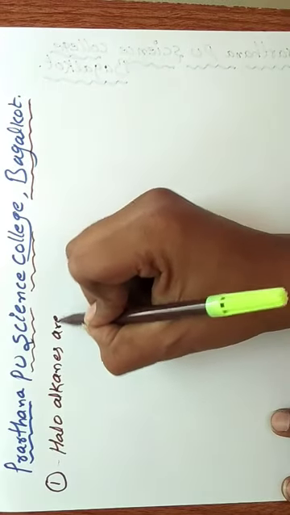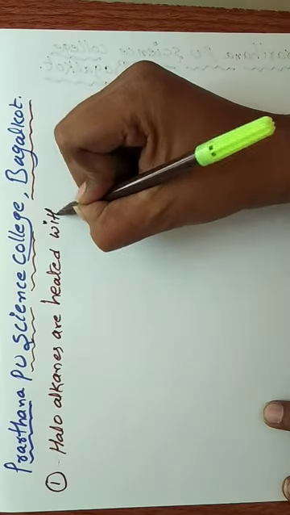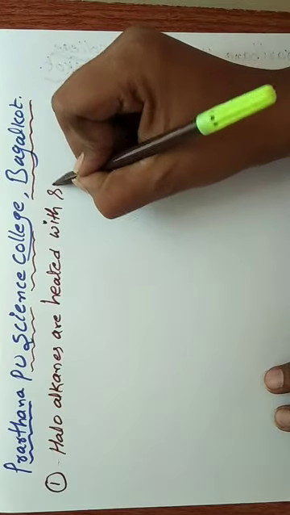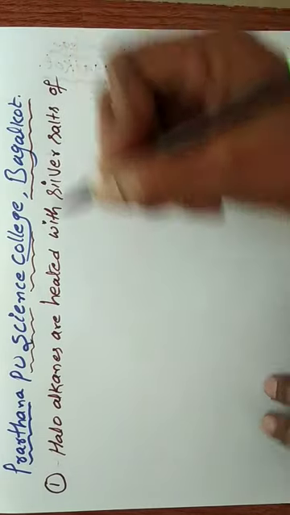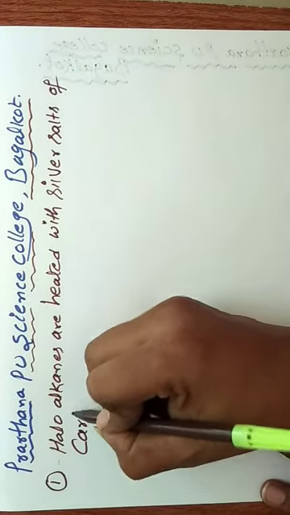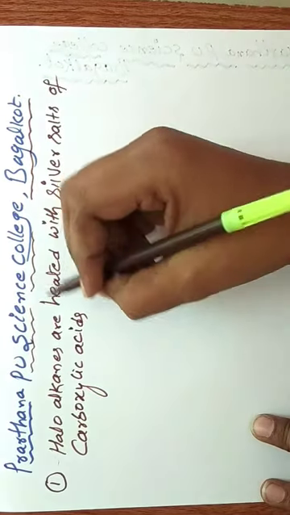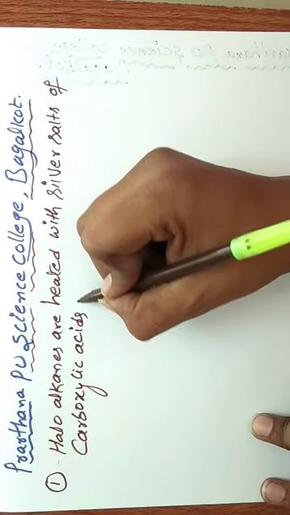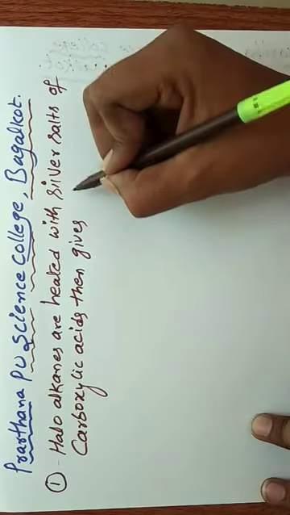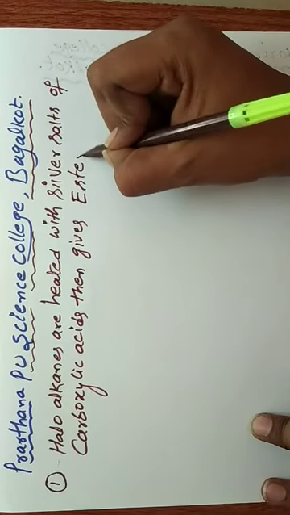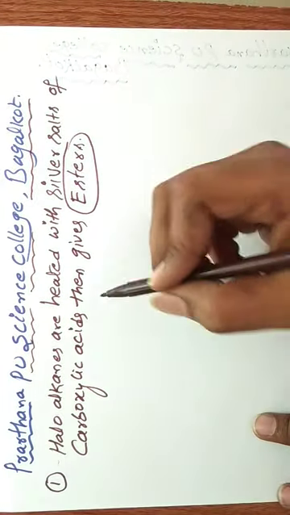Alkyl halides or haloalkanes, when heated with silver salts of carboxylic acids, give esters. This is the statement of this reaction.